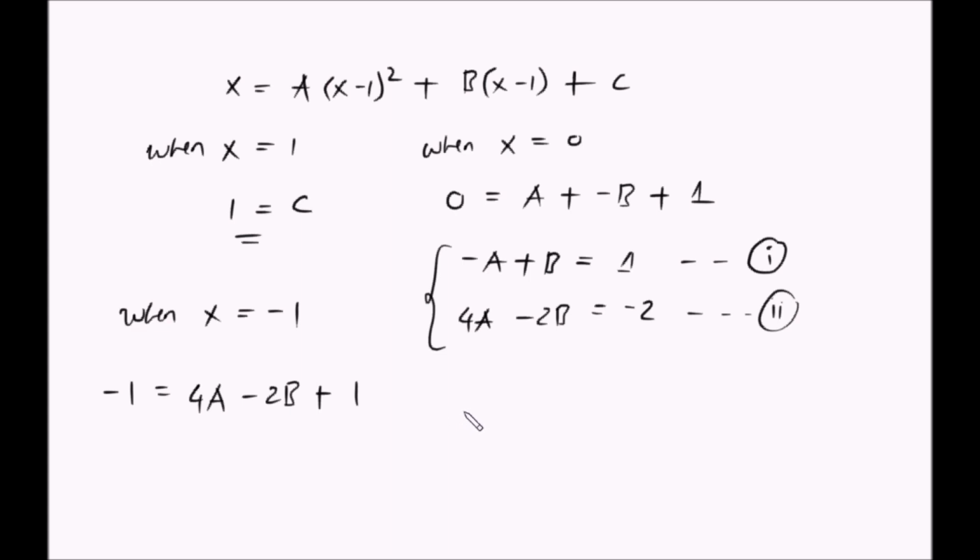So ukitumia calculator yako a itakuwa sasa na 0, alafu b itakuwa sasa na 1. So you can test, tutaona 0 plus 1 ni 1, negative 2 times 1 negative 2 there. So this one is a. You could also use the elimination method to get a and b. So we have a 0, b 1 na c ni 1.